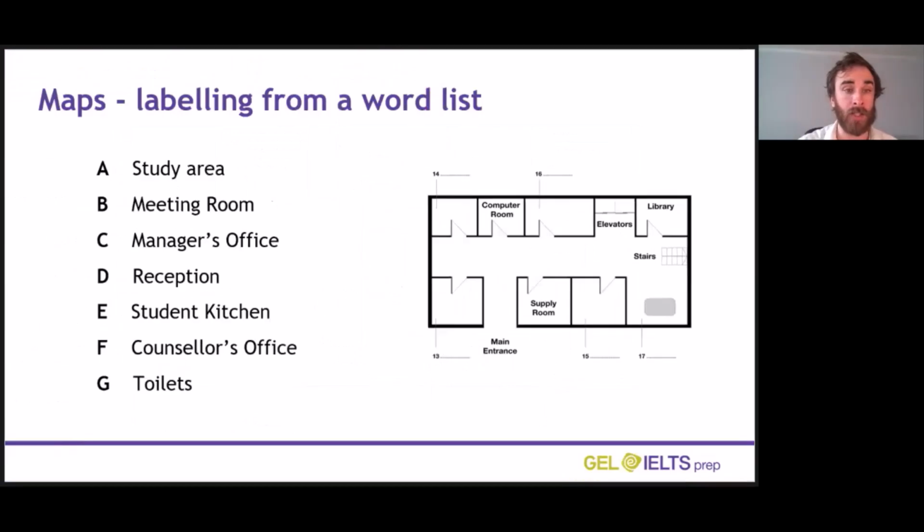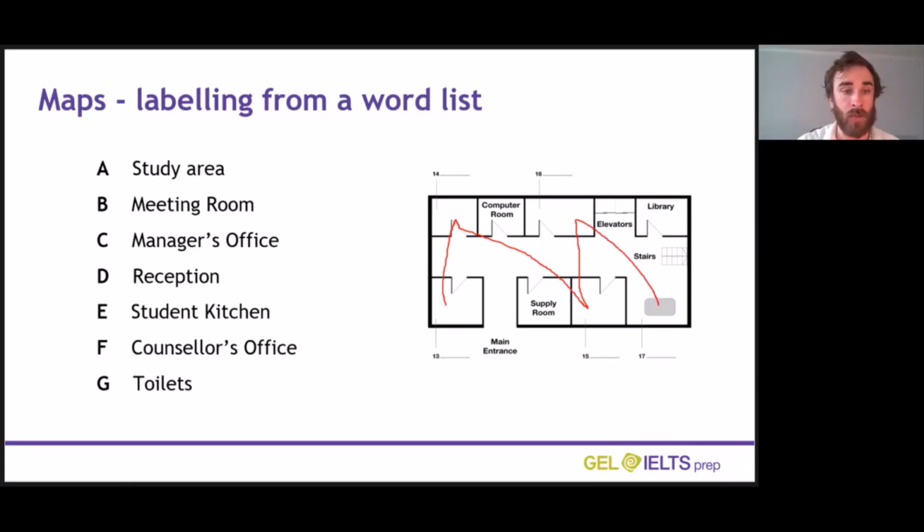So what we might like to do is draw that route on the map before we listen. So here we go, 13 to 14, 15 to 16, all the way to 17. This can help our eyes to follow while we listen, helping us get the placement of those rooms.